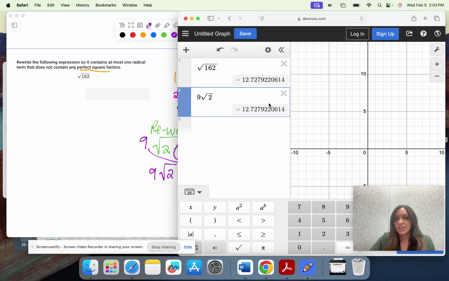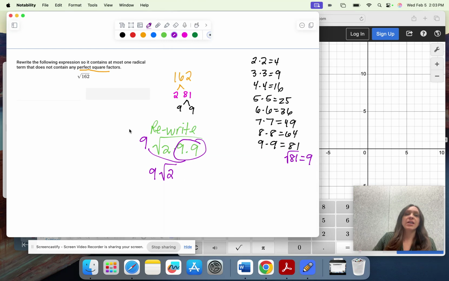Look, it's the same. So say you're like, I don't know my perfect square factors. This is going to be so hard. Guess what? You just keep going. So where I stopped at 9 and 9, you would keep going. 9 is 3 and 3. 9 is 3 and 3. We're down to our prime numbers here.